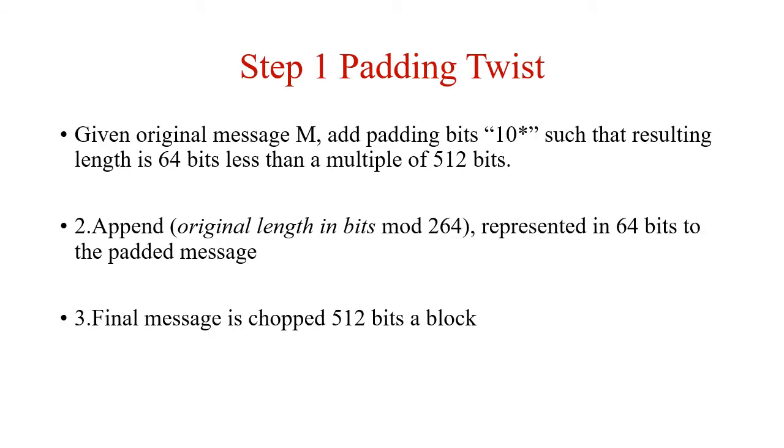So step 1 is the padding bits: given the original message M, we have to add the padding bits. While adding the padding bits, the first bit would be 1 and the remaining bits would be 0.